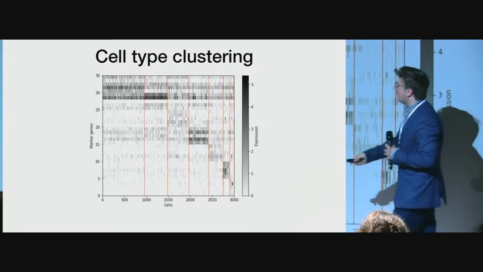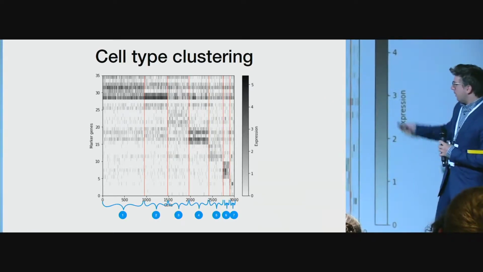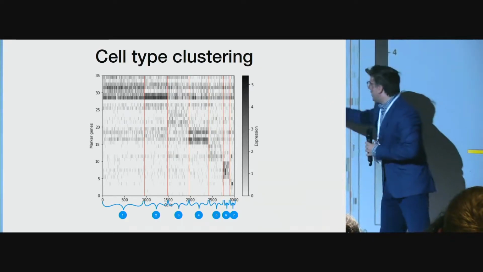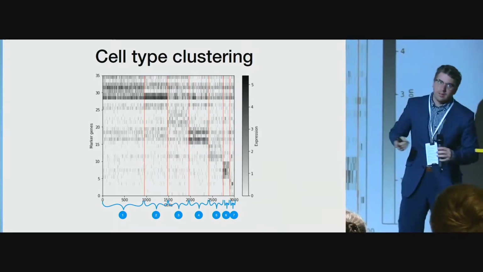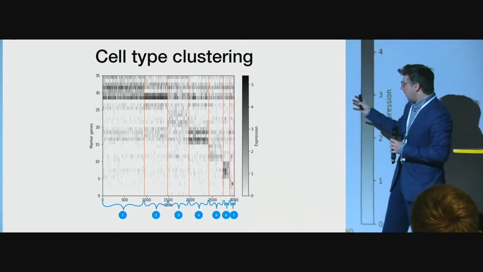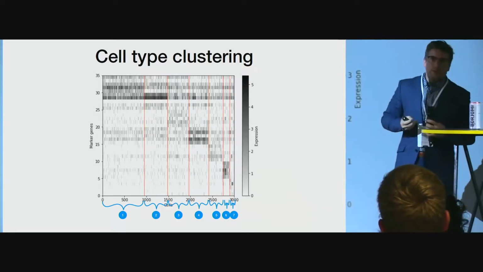So here you would have these different cells, and based on the fact that these cells are expressing those genes together, you call that a cell type, and based on that you can analyze it and consider that one thing.